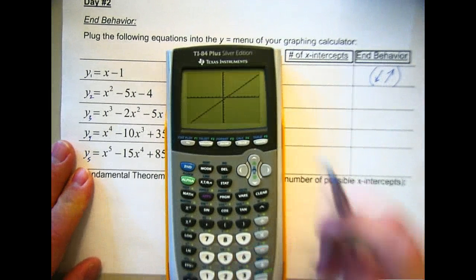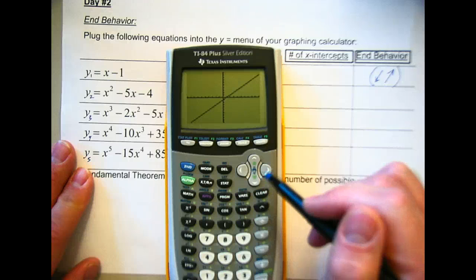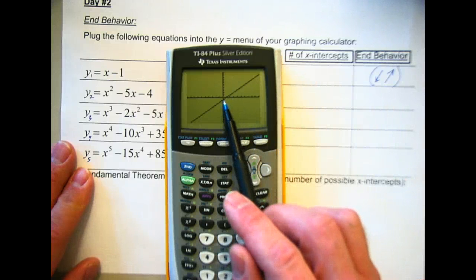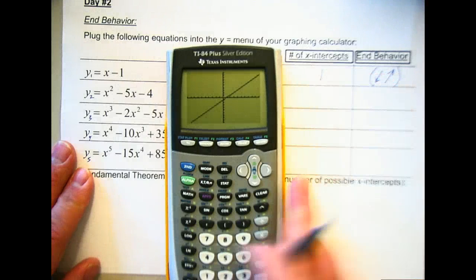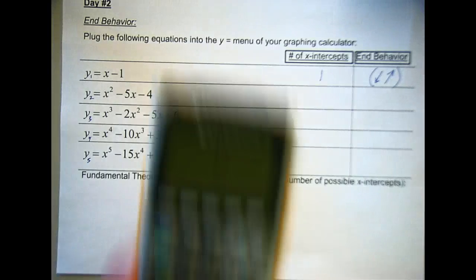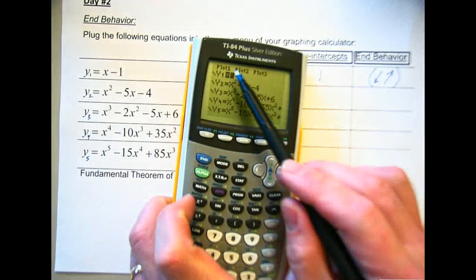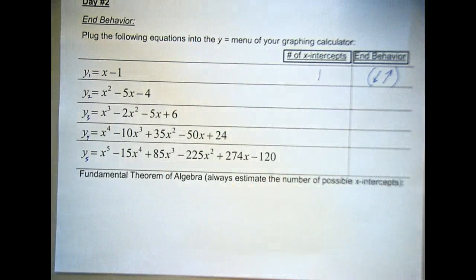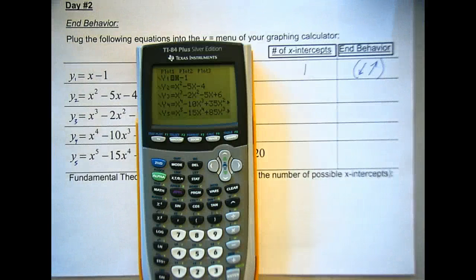Okay, so we have our end behavior. And then the number of x-intercepts, how many times it crosses the x-axis. Well, this one crosses once. Okay, I want you to do that for each of your graphs now. Nick, if yours aren't graphing, make sure that your equal sign's highlighted for whichever one. That way you turn them on and off.